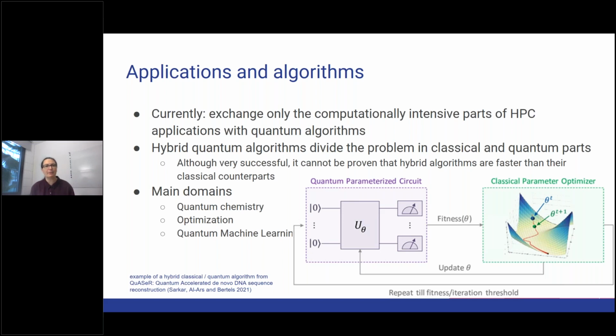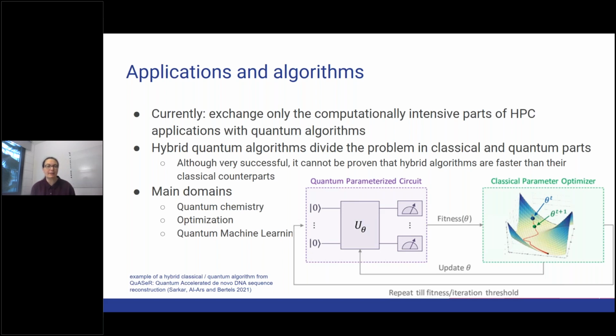These algorithms are successful at the moment due to their needs on the quantum computer, which can be done at the moment. However, you cannot really prove that they will be faster than their classical counterparts. So the main domains that we are looking at the moment are quantum chemistry, optimization, and quantum machine learning.